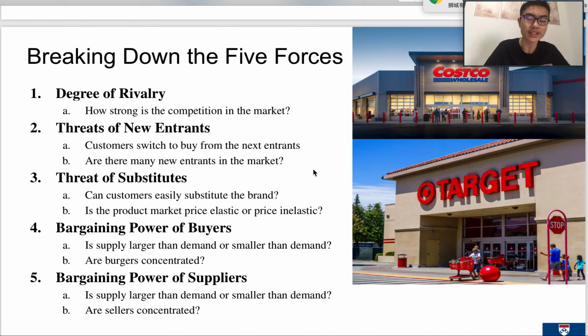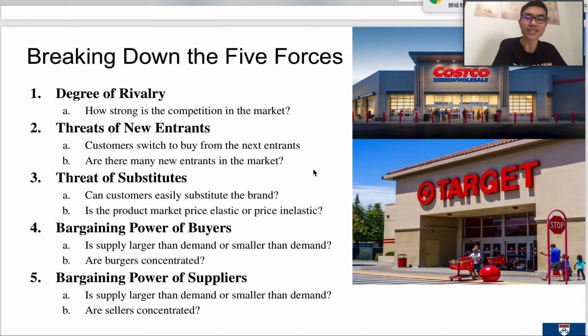And the fourth case is the bargaining power of buyers. What do you mean by bargaining power of buyers? How can buyers negotiate the price? If the bargaining power of buyers is high, they can basically get cheaper prices. But if it's low, they have to follow the price set by the suppliers.